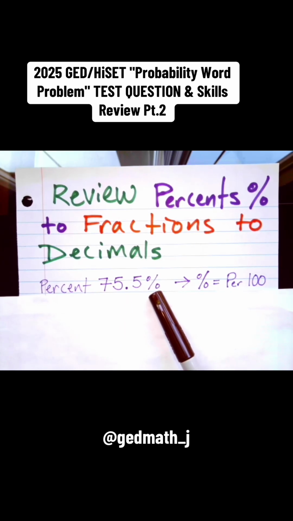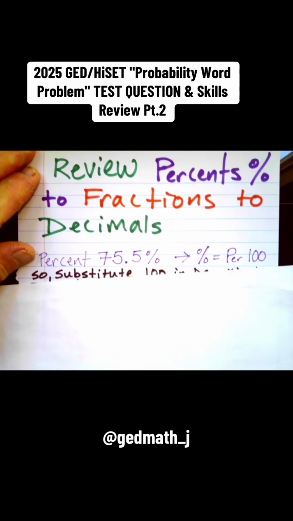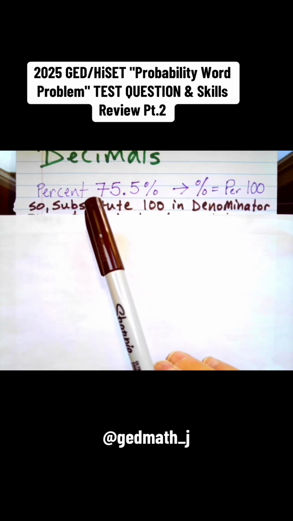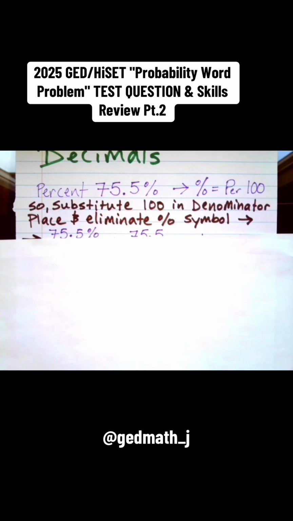And I want to indicate that the percentage symbol means per 100. So percent means per 100. And so what you want to do is eliminate the per 100 symbol and just substitute 100 in the denominator's place. Remember, there's an invisible 1 underneath this term, 75.5. Just replace that with 100 to make things easy. So substitute 100 in the denominator's place and just eliminate that percentage symbol.